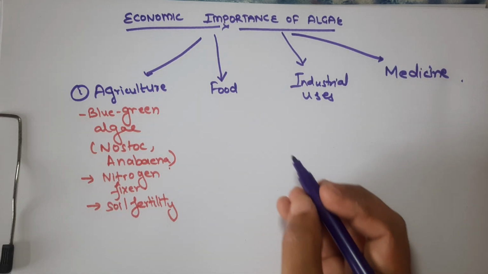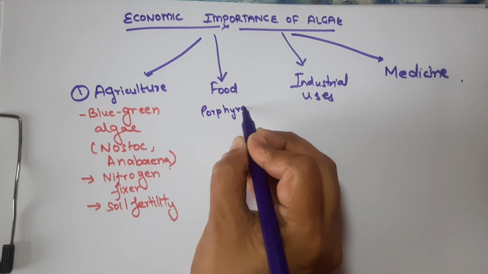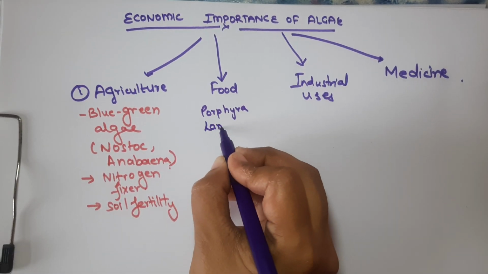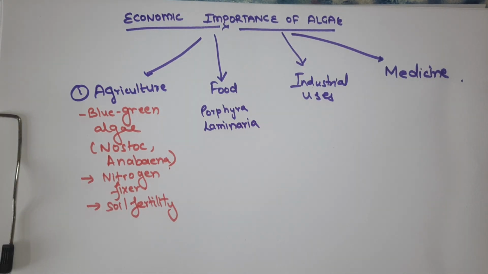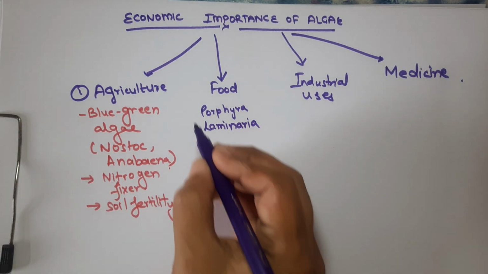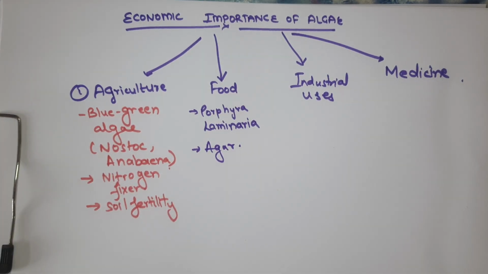Then there are certain species like Porphyra and Laminaria. These are algae that we can use in food also. And there is another example, that is agar. Agar is also used in the food industries.